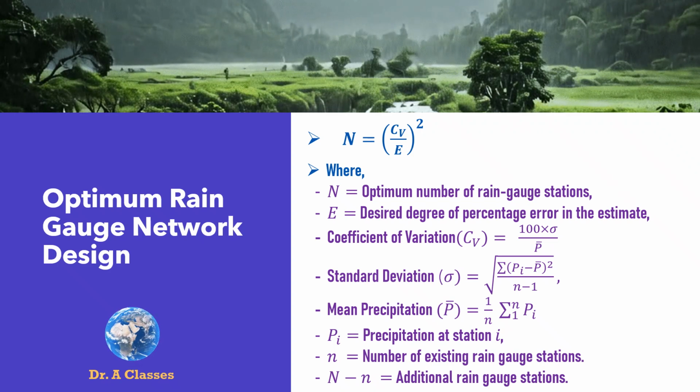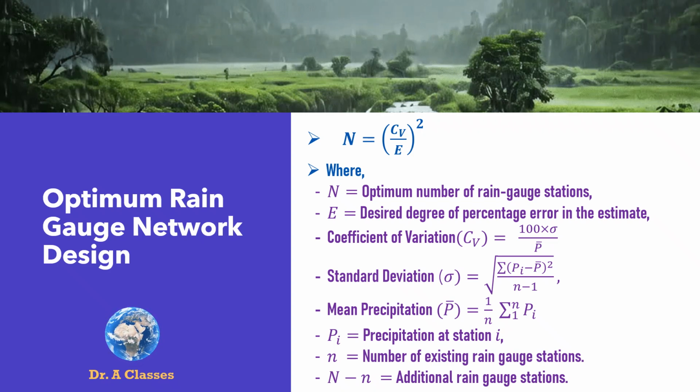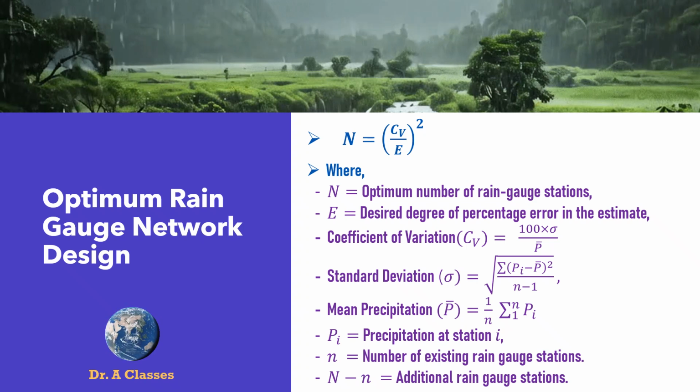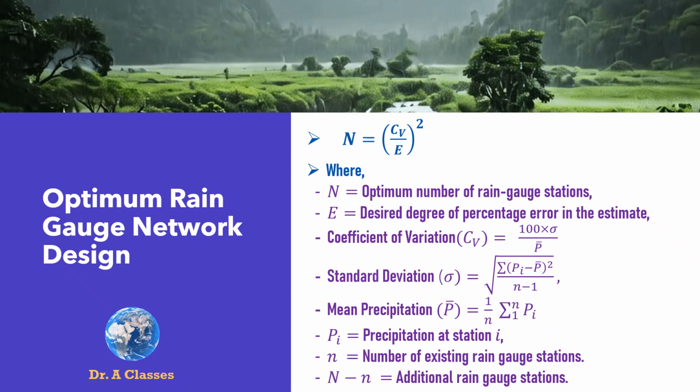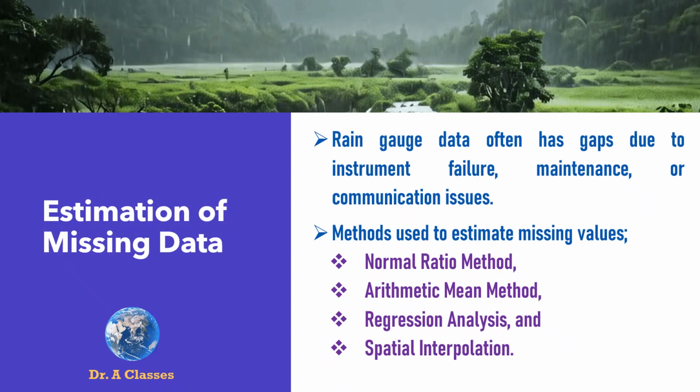They are typically placed in different zones in proportion to their size, focusing on an area with high rainfall variability or where existing gauge coverage is sparse. This ensures the new gauges enhance the overall accuracy and representativeness of the network, improving our understanding of the basin's rainfall pattern. Estimation of missing data.